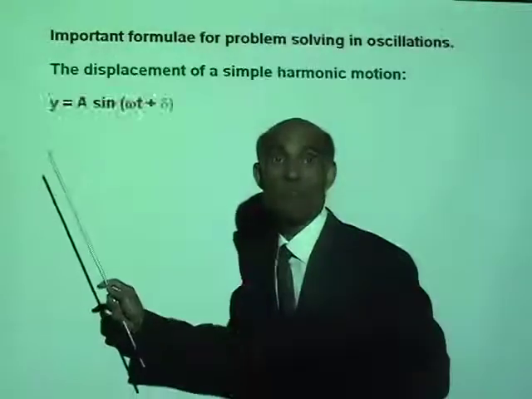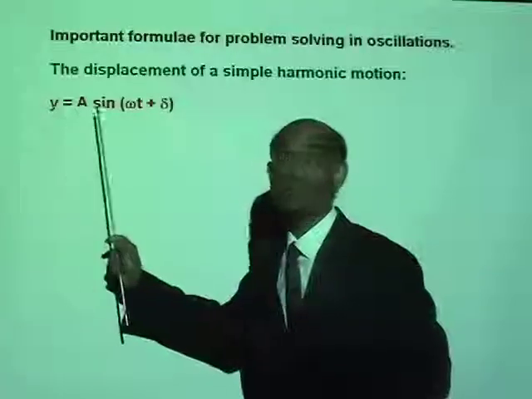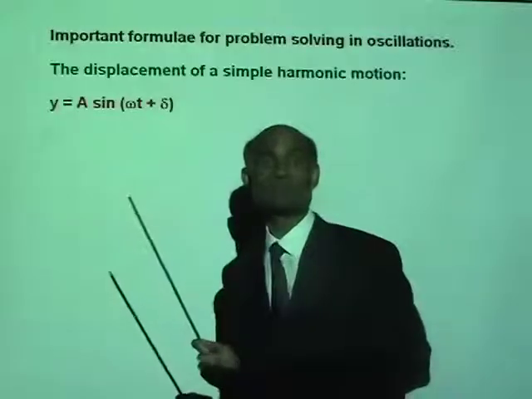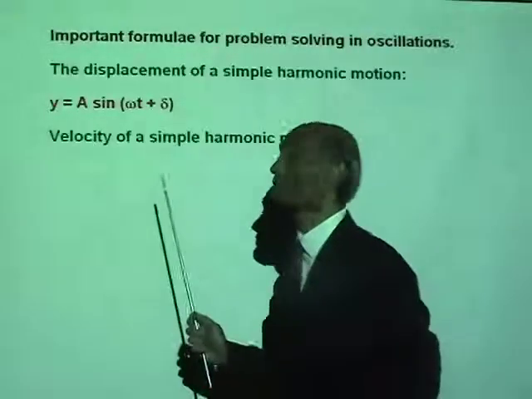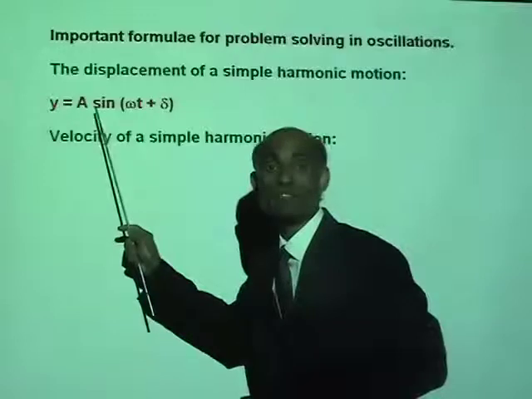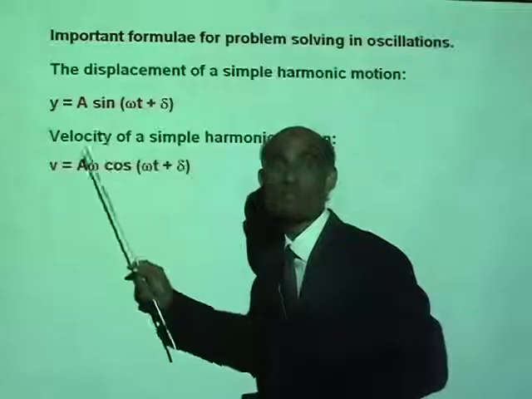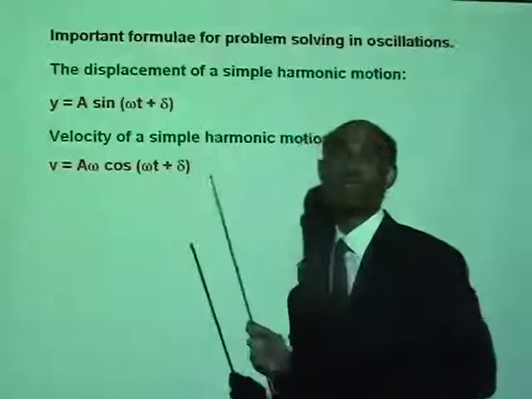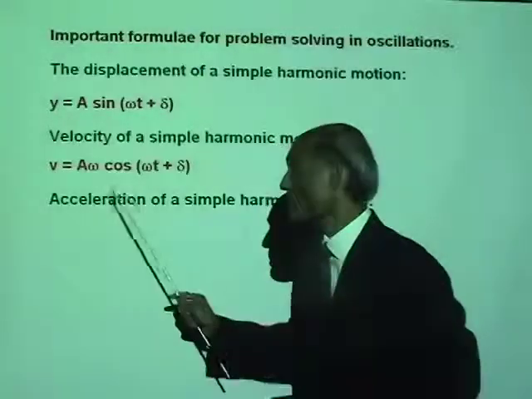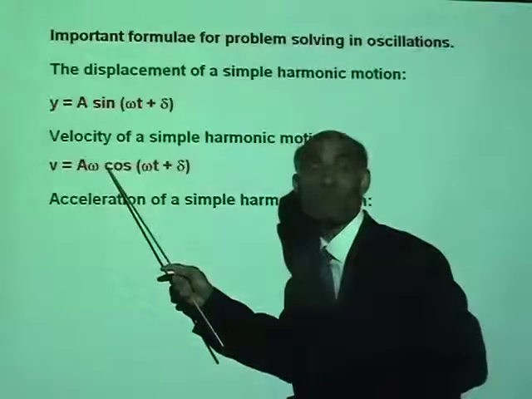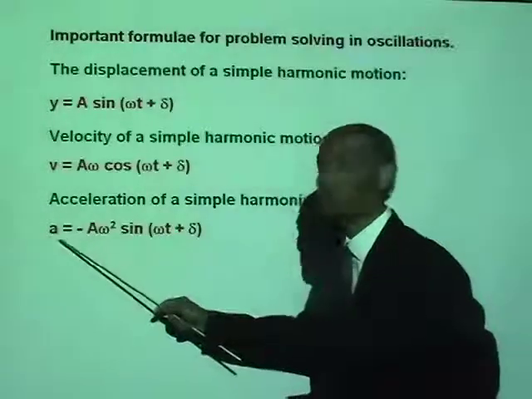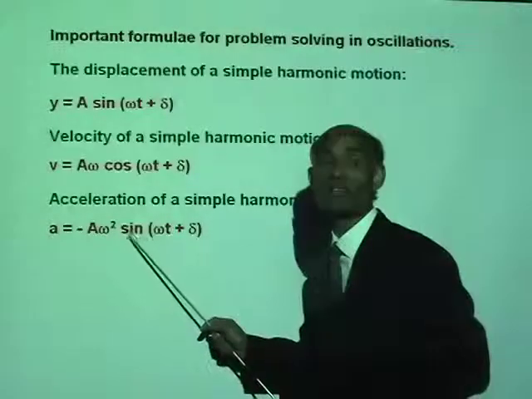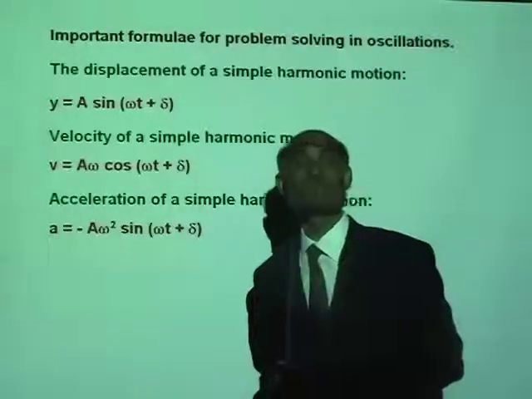The displacement y as a function of time is A sine(omega t plus delta). The velocity of a simple harmonic motion, the derivative of the displacement, is given by A omega cos(omega t plus delta). Acceleration is the derivative of the velocity, given by acceleration is negative A omega squared sine(omega t plus delta).